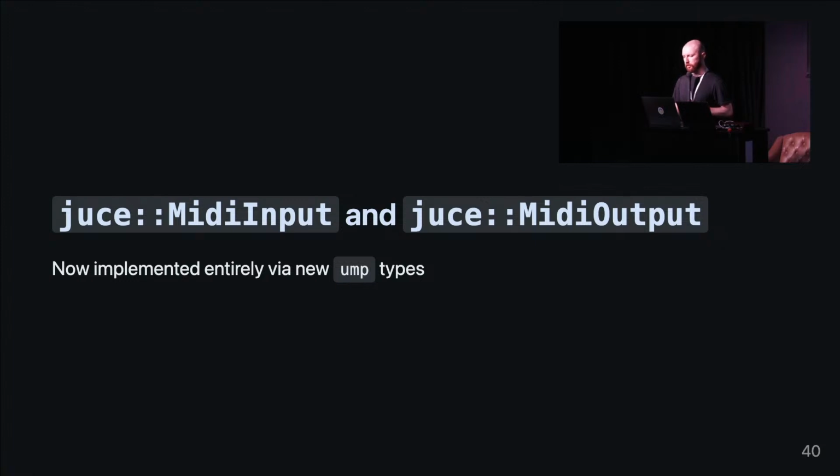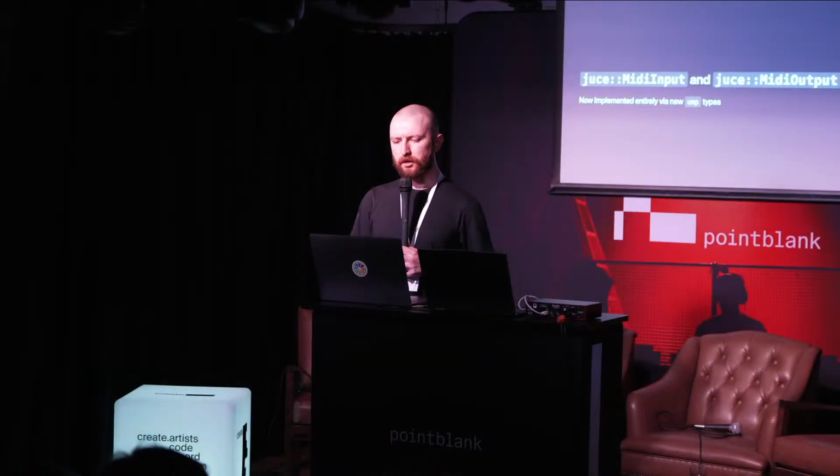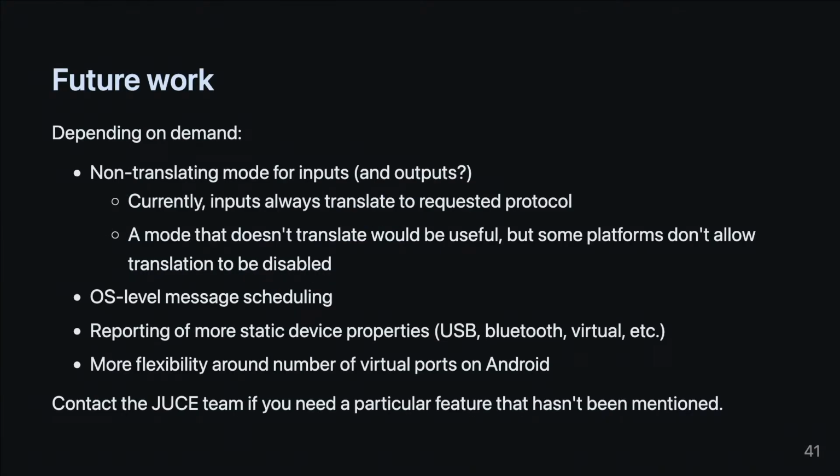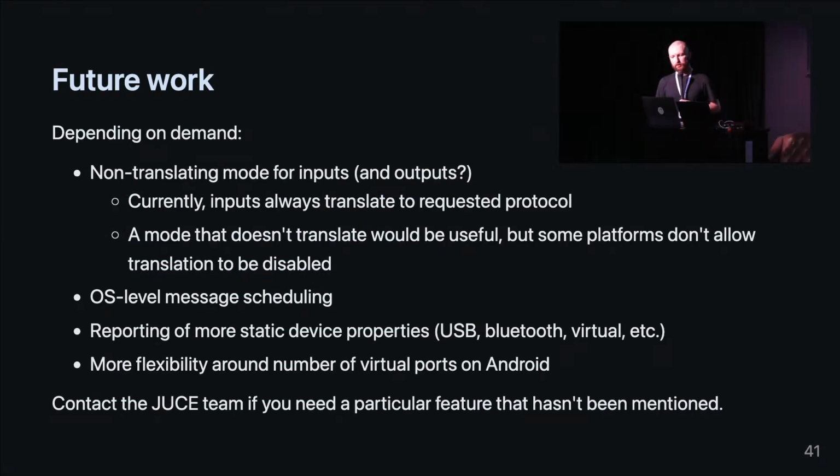So I'd like to encourage all of you, if you do use Juice and you're using MIDI inputs and MIDI outputs, it's probably a good idea to test out the new branch, just to make sure that everything still works. Even if you're not using the new types, you'll still be exercising a lot of new code and helping us to flush out any bugs that are still present before this thing goes to master. And that's it. That's all the work we've done on MIDI 2 so far.